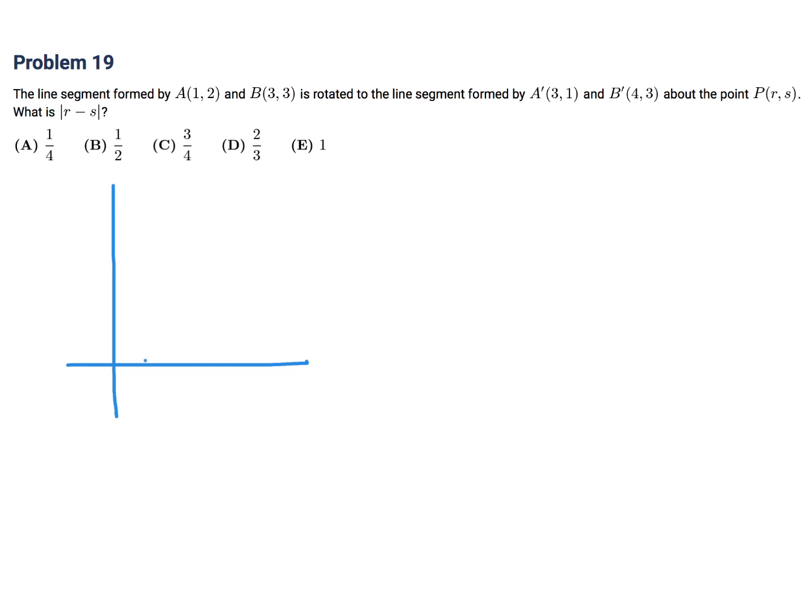And what are we doing here? 1, 2, 3, 4. 1, 2, 3, 4. And this is x and this is y. So here we go. First, let's plot the A, which is 1, 2. So here's A. And B, which would be 3, 3. So that's this guy. 3, 3 is here approximately. So there is the first line. Well, the first two basically points. There we go. And then the other ones are 3, 1. So let me just use a different color. 3, 1 and 4, 3. So 4, 3 is here. And that's the other guy. So that's A prime and B prime.